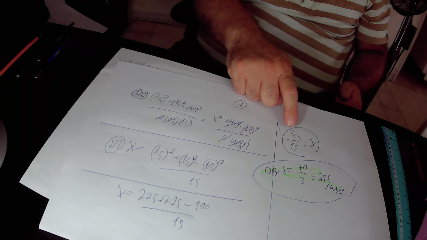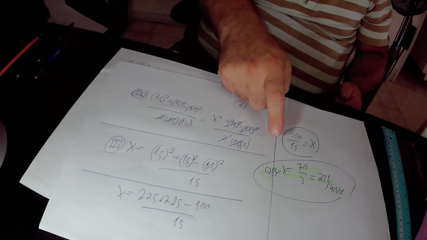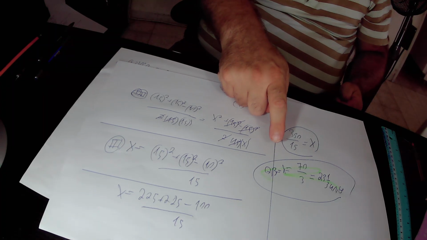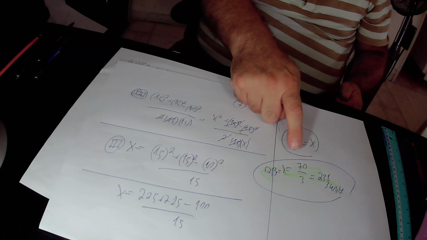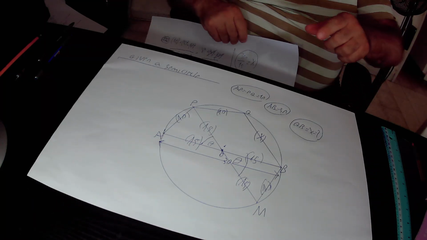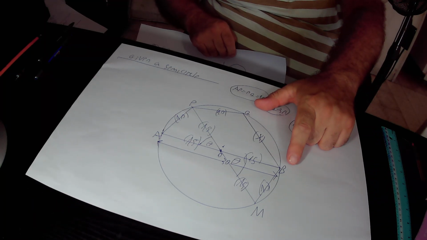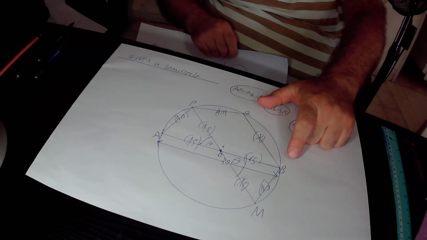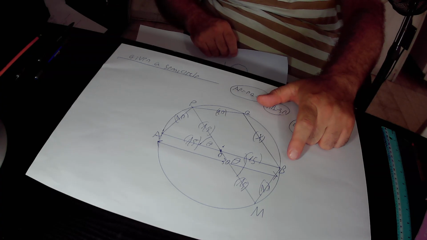So in total, I should find out that QB is equal to x. It is equal to 70 over 3 units. In terms of numbers, it is equal to 23 and 1/3 units in its length. I repeat again, I should find out that the length of QB is equal to x. It is equal to 70 over 3 units in its length. In terms of numbers, QB is equal to x, which is equal to 23 and 1/3 units in its length.